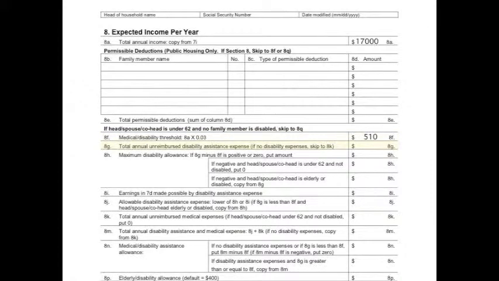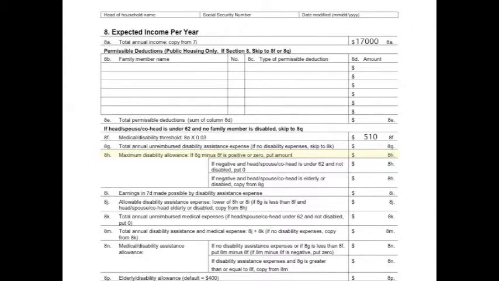The next field, line 8G, says total annual unreimbursed disability assistance expenses. Now, I'm going to give you a hint. We haven't even talked about disability expenses yet, so we're not going to have any in this calculation. So normally we would skip over this area and go right down to 8K. However, before we skip over, I want to point out 8H. When you look at 8H, there are 3 separate fields. Whenever you have more than one field for the identical number and letter, as in 8H, you're only going to have one answer in one of those 3 fields.